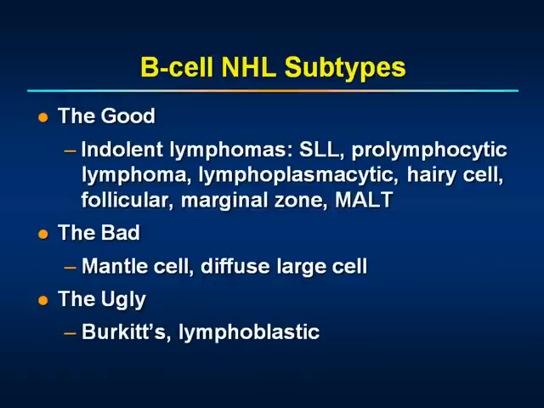First of all, the most common are B-cell types, although certainly we do see T-cell lymphomas. Basically, they're divided into the good, which are indolent lymphomas, like small lymphocytic, which is the lymphoma form of CLL, prolymphocytic lymphoma, lymphoplasmacytic, kind of a hairy cell, follicular, marginal zone, and MALT lymphomas. The bad ones, like mantle cell and diffuse large cell lymphoma, and the ugly, like Burkitt's and lymphoblastic.